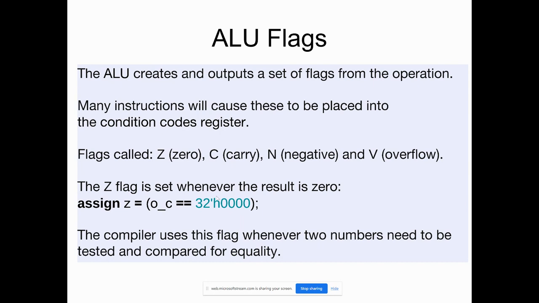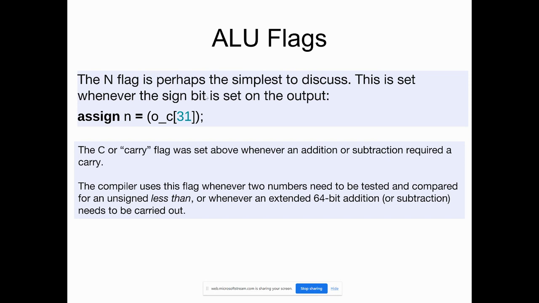The Z flag is set whenever the result is 0. The N flag is perhaps the simplest to discuss. This is set whenever the sign bit is set on the output. The C, or carry flag, is set whenever an addition or subtraction requires a carry. The compiler uses these flags whenever 2 numbers need to be tested and compared for an unsigned less than, or whenever an extended 64-bit addition or subtraction needs to be carried out.